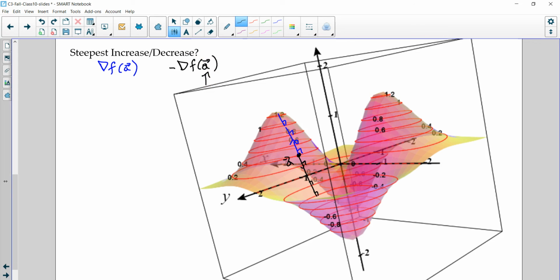And that is actually all I have to say about level sets. Big takeaway: the gradient vector is perpendicular to level sets, and we're going to formalize it in a theorem coming up soon.